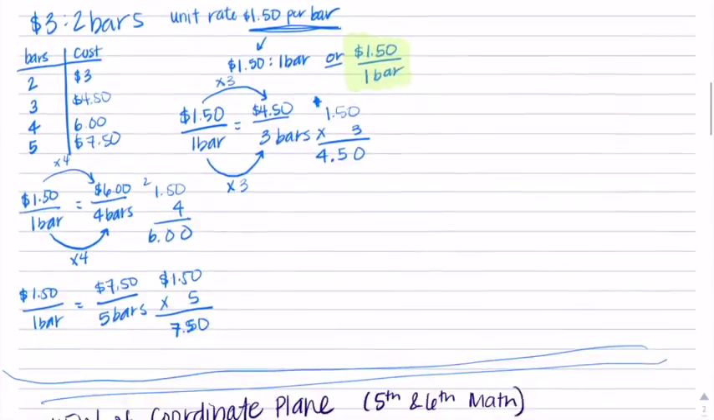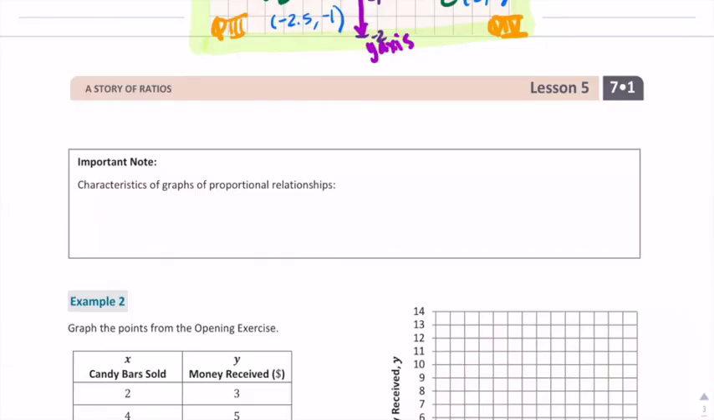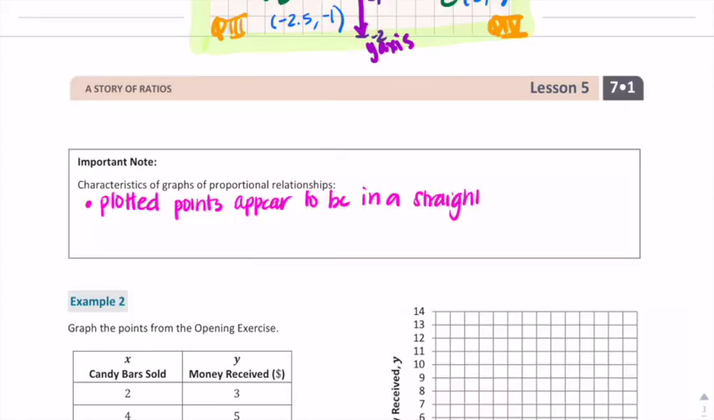Okay. All right. So looking at that graph, let's note some characteristics of graphs and proportional relationships. The first one is that our plotted points appear to be in a straight line. Okay, so what that means is that if I were to take a ruler and line it up with all the points, they would all sit on the same line that I would draw through them.